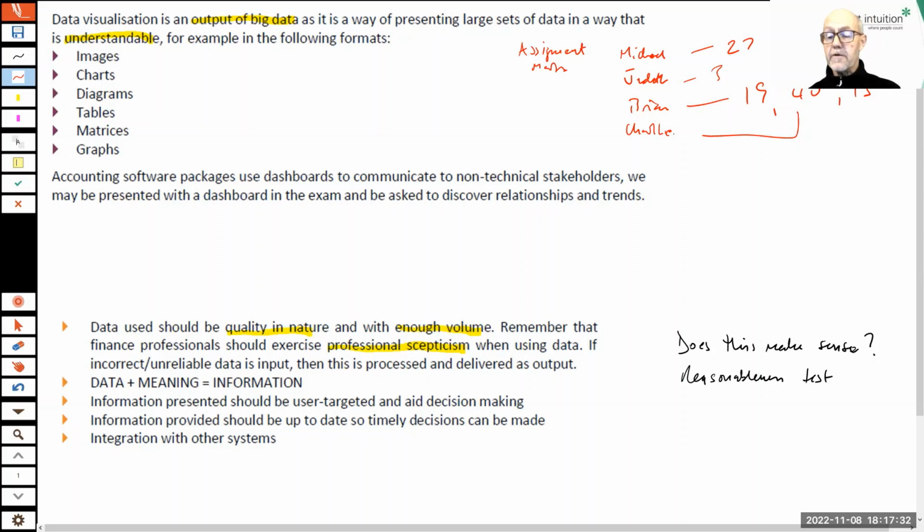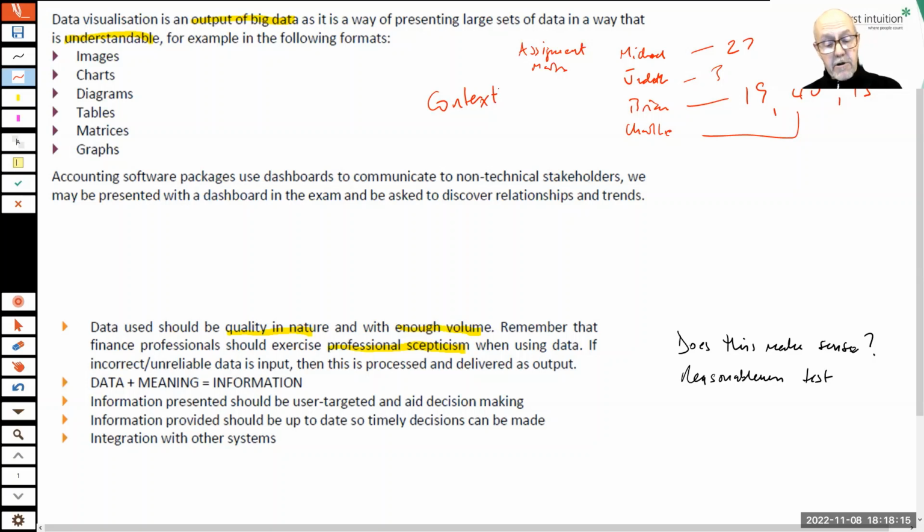Judith, let's have a look at one or two things. Those numbers on their own, useless, meaningless, but likewise the list of names you can't do a whole lot with. But when we combine information, give it context, then it becomes useful information. Information presented should be user targeted to aid decision making. Again, information isn't there for decoration, it is there for a purpose. It should be up to date so timely decisions can be made. It's got to be there in time for the decision to be made.